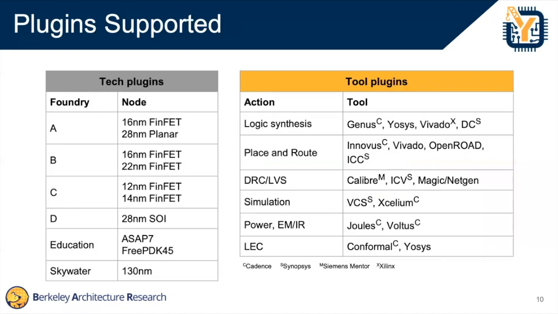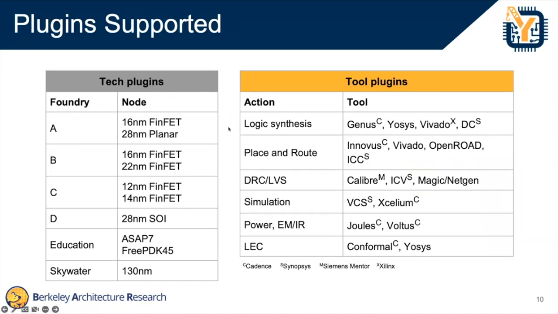Okay, now what does Hammer support? So Hammer has, for the proprietary section here, technology, and we also have the tools. For technology, we support many different technologies from different foundries. You can probably guess what they are based on the nodes that we have here on the right. We also support educational PDKs, ASAP7 and FreePDK45, as well as the Skywater 130.